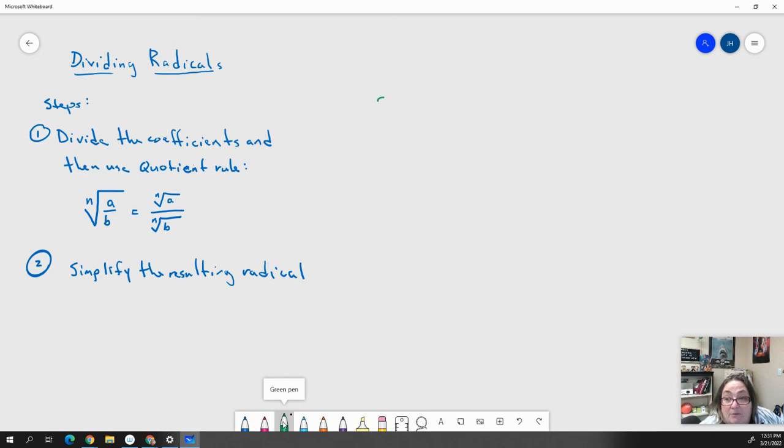So I'm going to start with the first example because, well, it would be stupid for me to start with the 7th example. If I have 12 times the square root of 160 over 2 times the square root of 5, the first thing it says is to divide the coefficients and then apply the quotient rule. So I'm going to say 12 divided by 2. Those are my coefficients. That is going to equal 6.